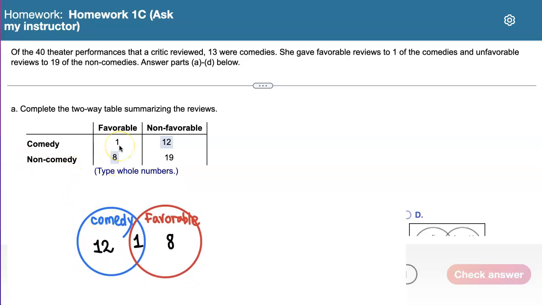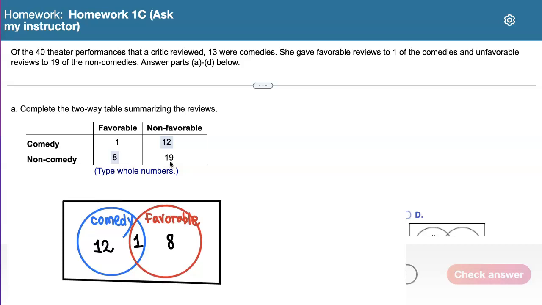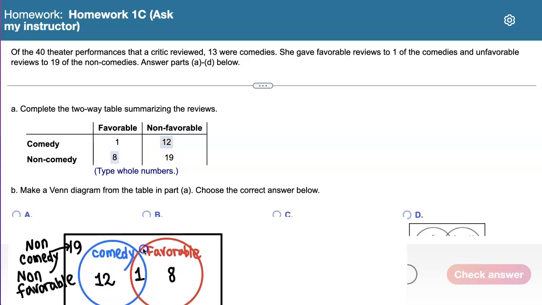Now notice we used all these 3 numbers, 1, 12, and 8. We did not use that other number 19 there, right? So that's going to be outside. So I'm going to draw a box outside, okay? So if you are outside, then we must be talking about, these are the 19 movies that are non-comedy and they got non-favorable review, okay? So we're looking for something like that for the Venn diagram, okay?